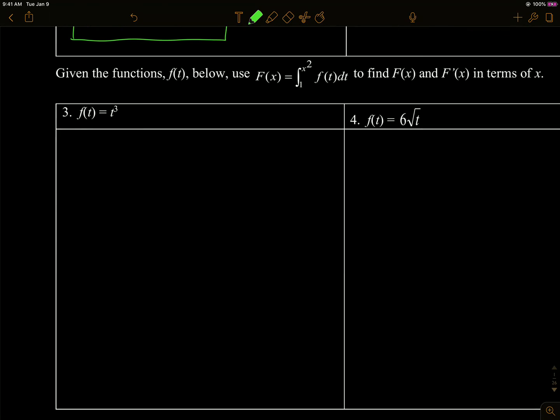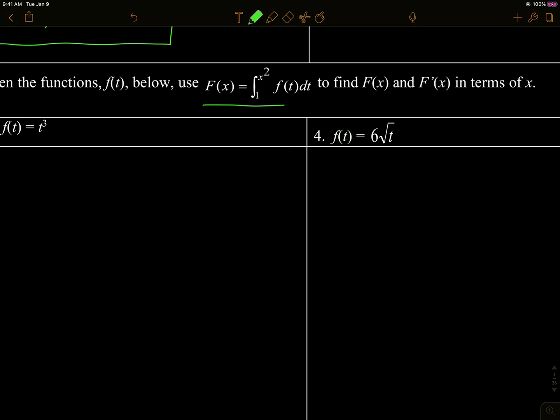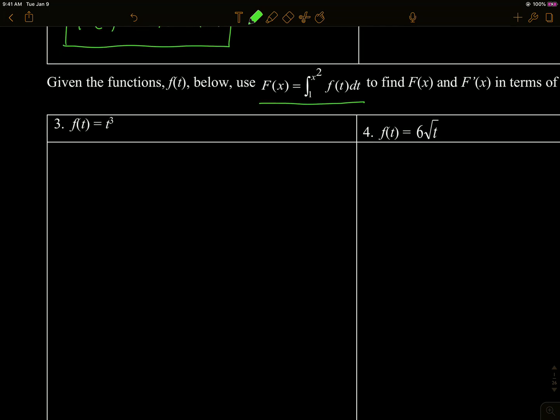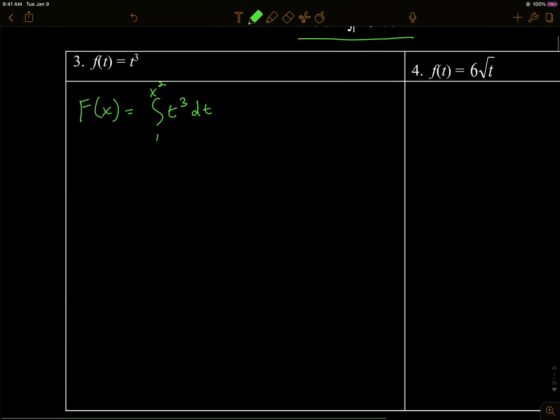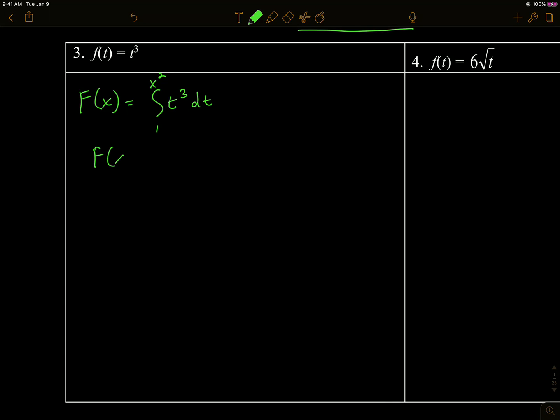Okay, now we're changing up our definition of f of x. We're going to define F of x now as the integral from 1 to x squared of these functions. And we're going to do the same thing. So I'm going to write capital F of x as the integral from 1 to x squared of t cubed dt. So then when I actually integrate here, I'm going to get 1/4 t to the 4th, and I want to do that from 1 to x squared.